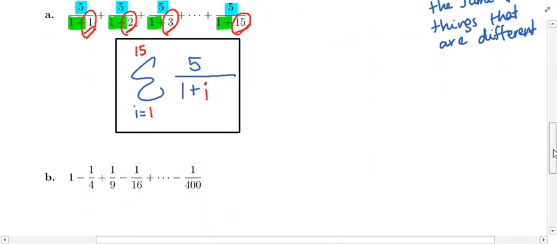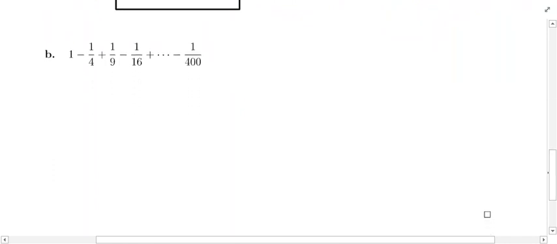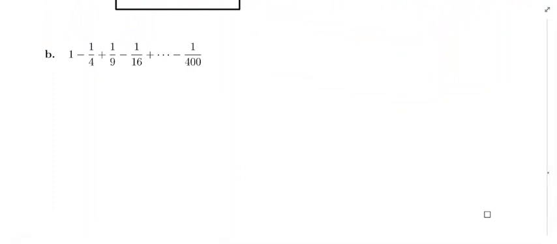Let's try one more. In part B, the series is 1 minus 1/4 plus 1/9 minus 1/16 plus dot dot dot minus 1 over 400. This one's going to definitely be a little more difficult. One thing to notice is that the signs alternate. We have seen that happen in an example in this section, so keep that in mind. We have to account for that.